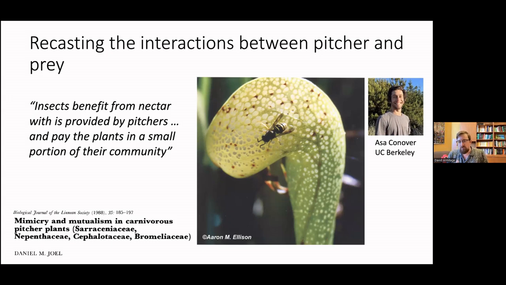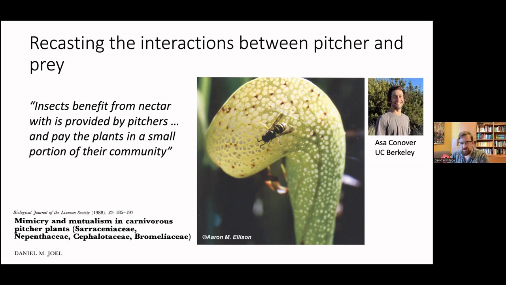pitcher plants, rather than being sort of a predator-prey antagonistic relationship. If you were to sort of average it out over each individual plant and insect within a population, it could be more of a mutualistic, mutually beneficial relationship. And the reason for that is because only a really very small fraction of wasps, say, that land on a pitcher to feed on its nectar end up getting trapped in it.